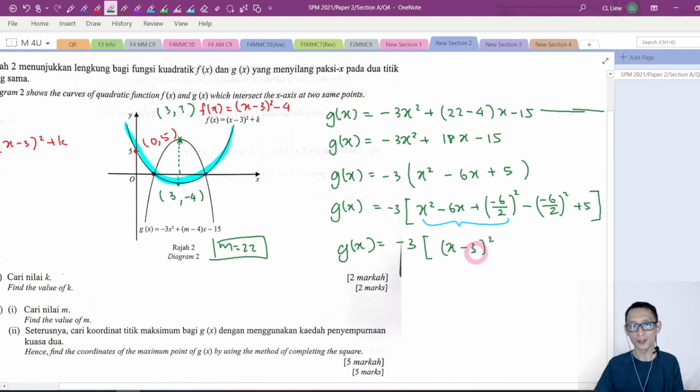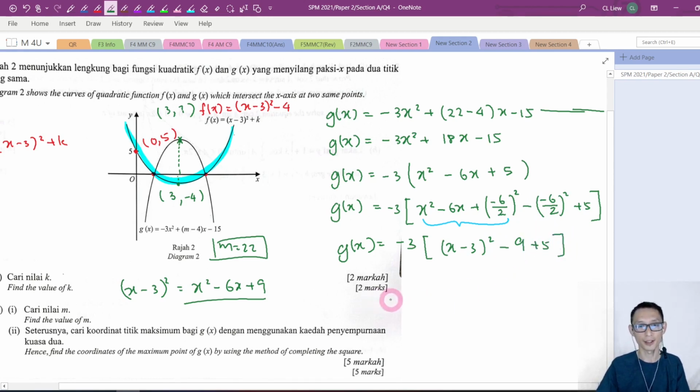Okay, you try to expand this one, and you actually get this. Let me show you here. (x minus 3) squared. I hope that you still remember the formula that you learned before. x squared minus 6x plus 9. Is this equal to this? Yes, right? Negative 6 divided by 2 is equal to negative 3. Negative 3 you square it, you will get positive 9. And don't forget to write this: negative 3 you square it, you get 9, plus 5.